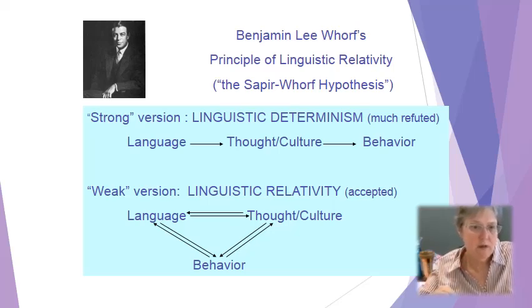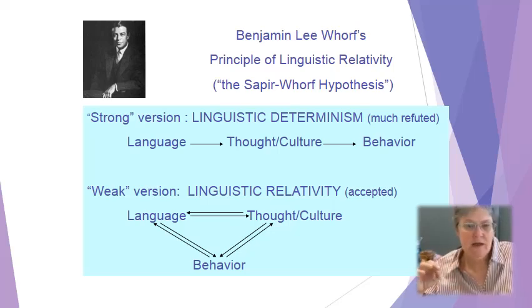So now let's look at the other point of view, which is closer to an anthropological linguistic point of view. It has been named by a psychologist as the, quote, weak version, but it's the version that anthropological linguists hold. And this is the notion of linguistic relativity. It's not thought of as a theory, it's a fact, it's a principle of linguistic relativity. And here you see all these arrows between language, thought, culture, and behavior, all intersecting with one another. All of these dimensions of human experience mutually influence each other.